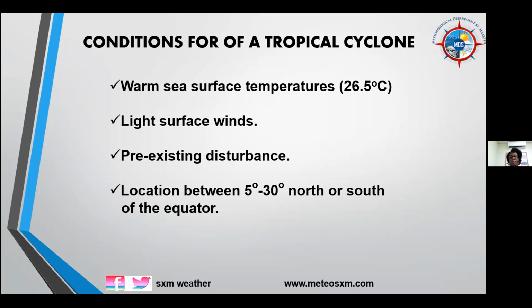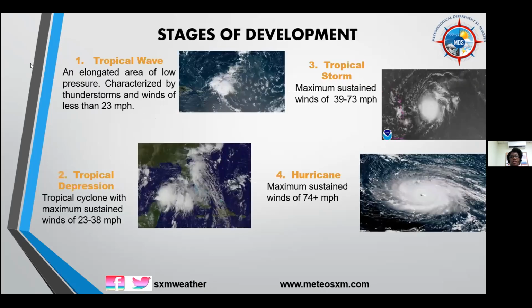Sometimes one of them may not be present and another is present. It depends. All circumstances are not the same and a storm will still develop. But these are primarily the main conditions that have to be present for development. The stages: the first stage is a tropical wave. In the Caribbean, on average, there are about 60 tropical waves going from the coast of Africa through the Atlantic and the Caribbean every year. On average, about 60 of them.